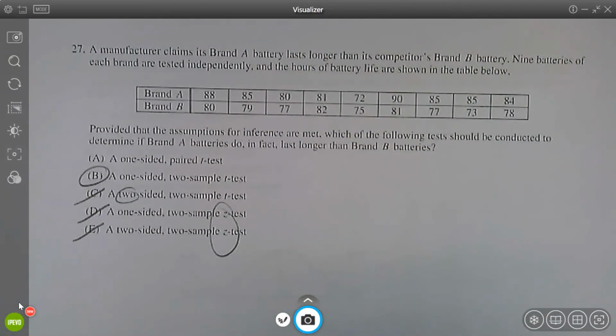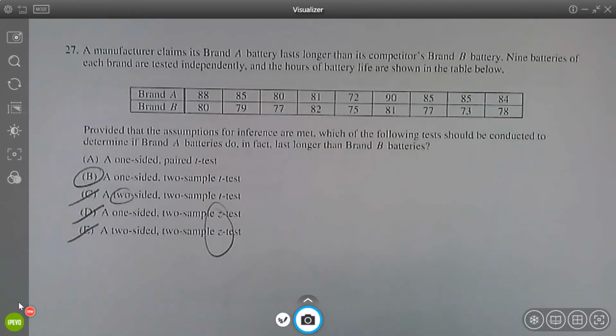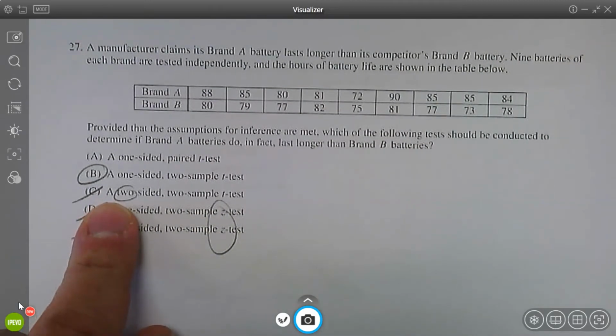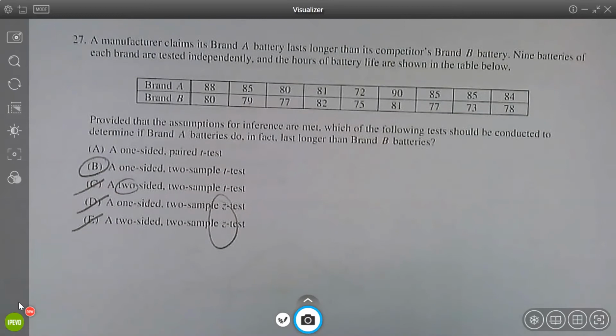27, what kind of test should we use? We're talking about how long the batteries last. So we're talking about number of hours. We have units. This is quantitative, so D and E are out. We want to know, does A last longer? So the two-sided test would be out. So I'm down to A and B. They're not paired. It's just one battery versus another battery, and they're independent groups. So this would be a two sample t-test, not paired.